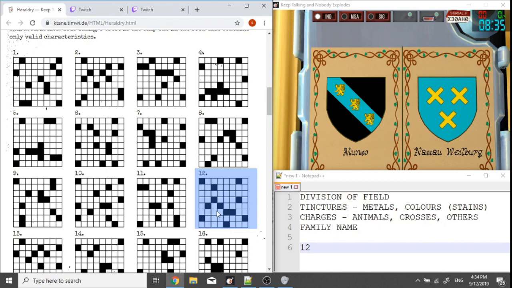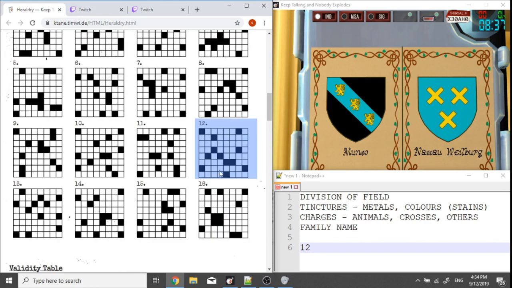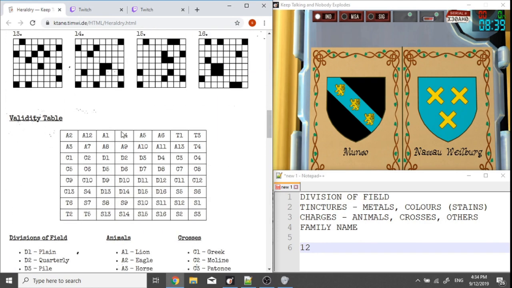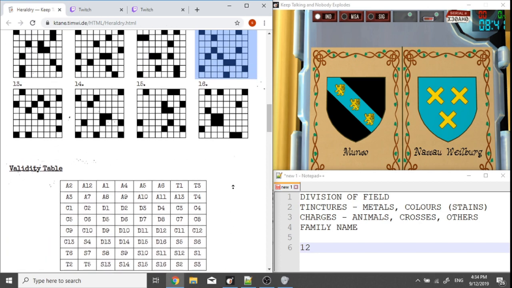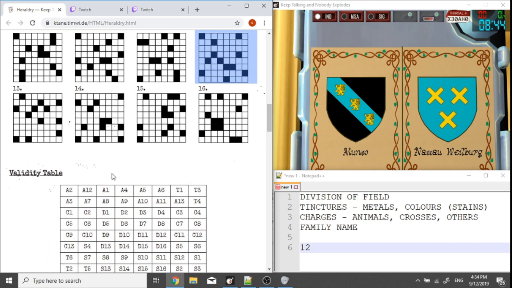So what do we do with this grid? This grid corresponds to our validity table here. Each of these black parts would represent attributes that are valid for our crest. So if we select all these valid attributes here, we have this, it looks like that. Let's just check it looks about right. Yep, it looks good.